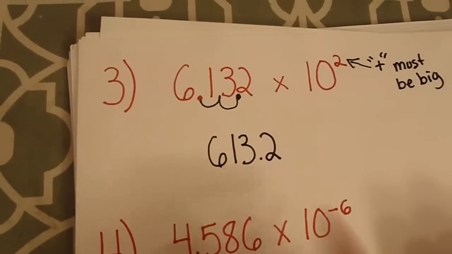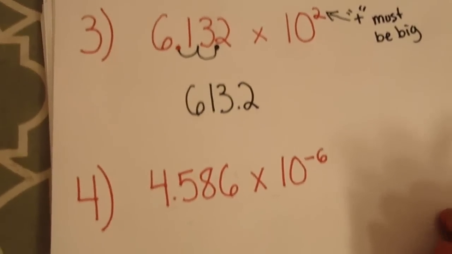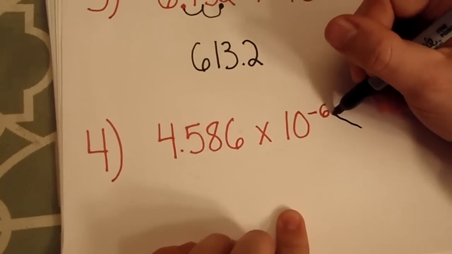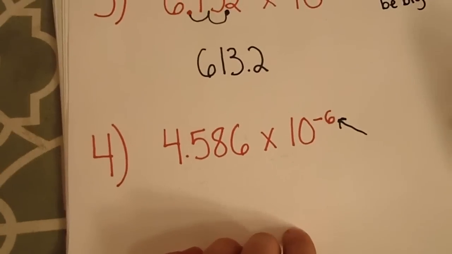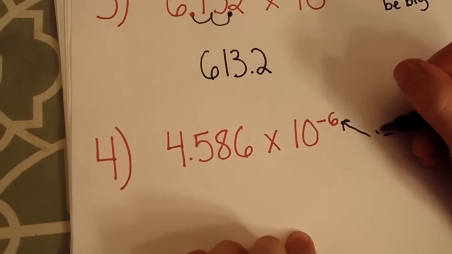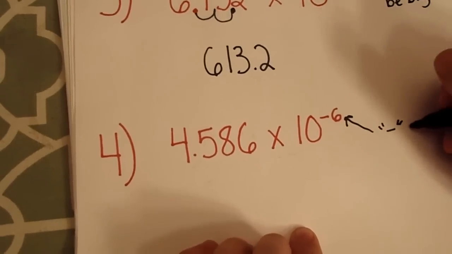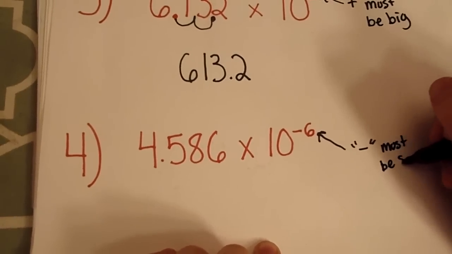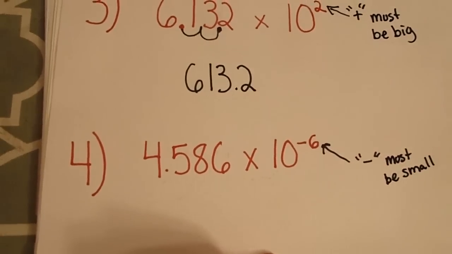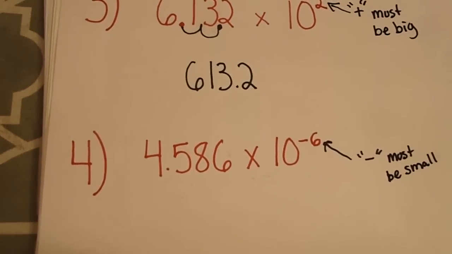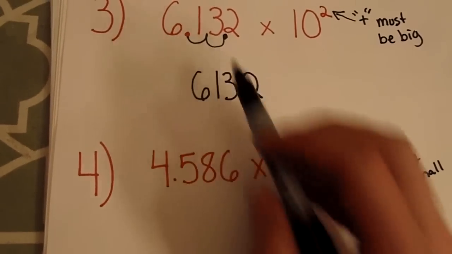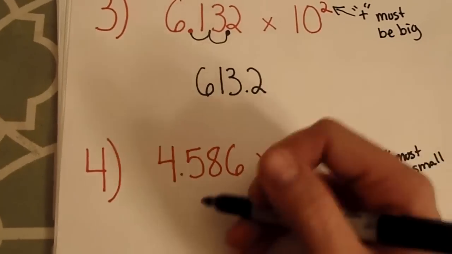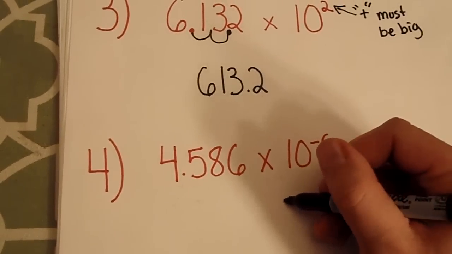So 613.2. Let's try it again for number 4. Okay, I look at my exponent. Is it positive or negative? It's a negative. And remember we said if it's a negative, it must be small. So we need to make sure that our number is going to be a decimal that's less than 1. So instead of going this way like we did last time, we're going to go in the opposite way, in the direction of the negative. Okay?